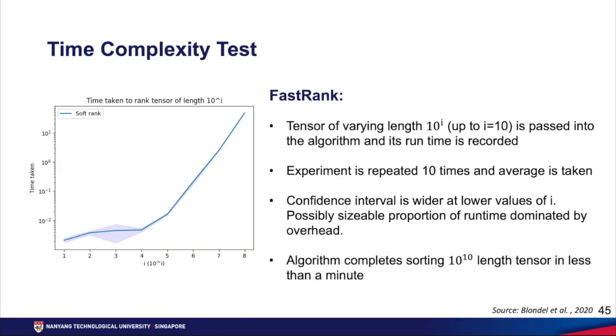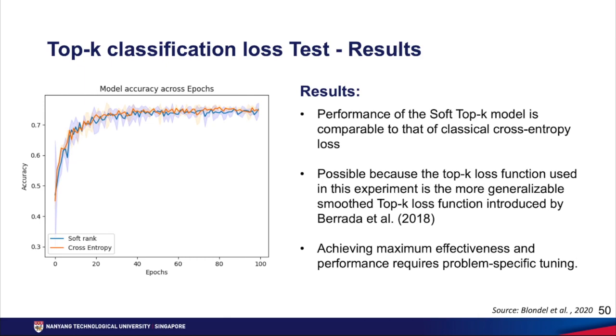The time complexity test shows that the algorithm runs fast even for large tensors, where a tensor of length 100 million runs in around a minute. In the top K classification loss test, we see that the performance of the soft top K model is comparable to that of the classical cross entropy loss. A takeaway is that to achieve the maximum effectiveness and performance, these soft rank based operators actually require problem-specific tuning for them to perform optimally.